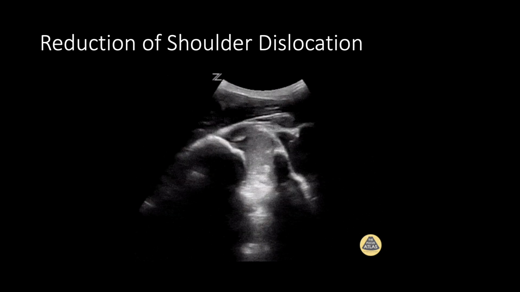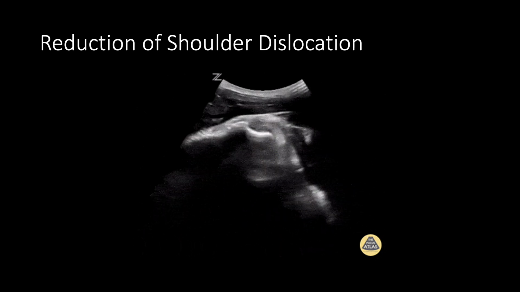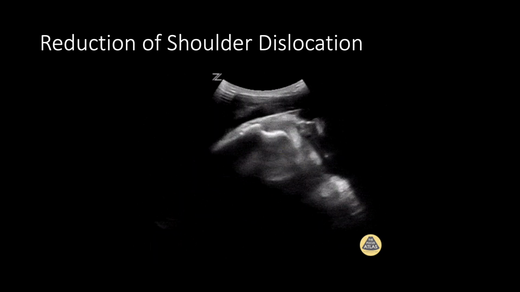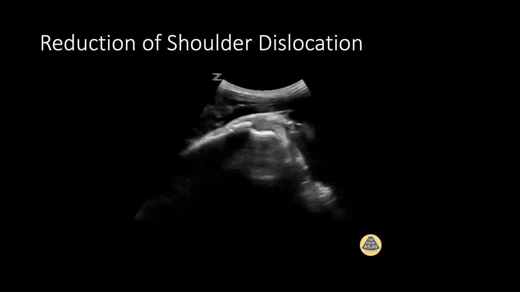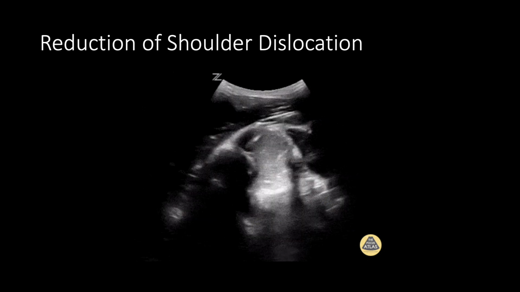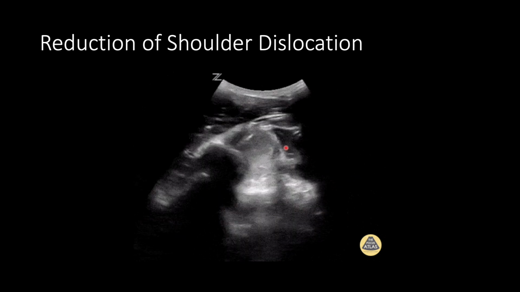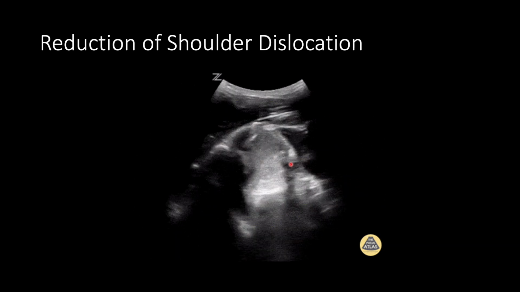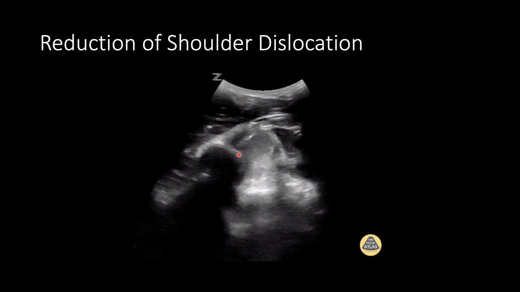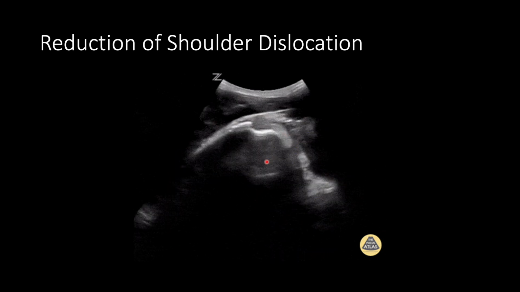And then a little bonus video I have here for you is a dynamic view of a humerus being reduced back into the shoulder joint after a shoulder dislocation. So we see a traumatic dislocation here. There's some blood inside the space, and then the ultrasound shows us reducing the shoulder back up into place.